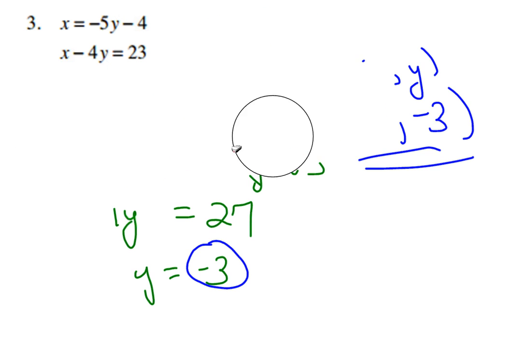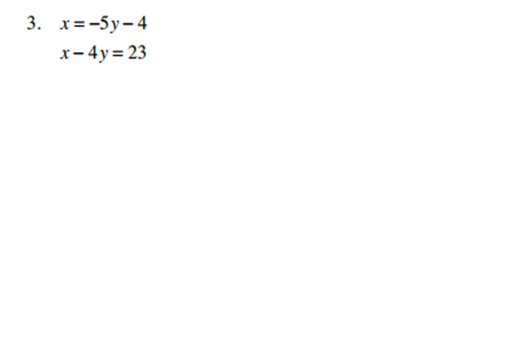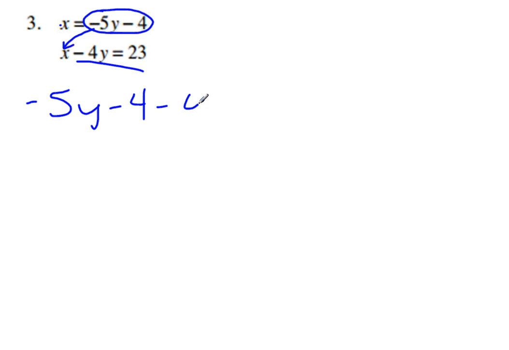Substitution method. We simply take this stuff. Now it says x equals this stuff. So I need to plug it in for x, not for y. Whatever it says it equals to. Okay. So negative 5y minus 4, and then copy the rest of this. Minus 4y equals 23.